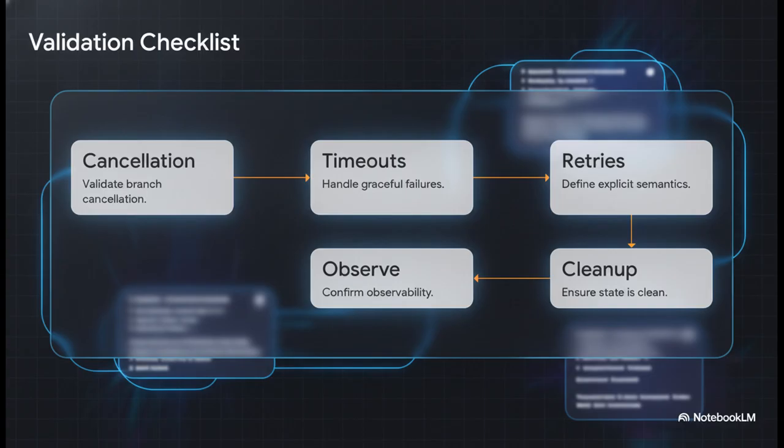So before you start relying on production fanout, your team absolutely has to run through this operational validation checklist. You've got to validate your cancellation behavior. You need graceful failures and hard timeouts so a stuck network call doesn't hang your whole operation. You have to define explicit retry semantics, make sure you clean up child state, and confirm that everything is observable.